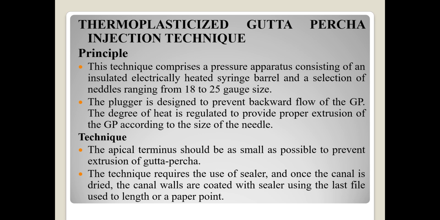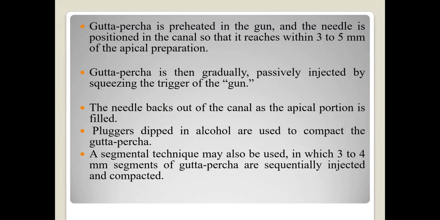The technique requires the use of sealer, and once the canal is dried, the canal walls are coated with sealer using the last file used to length or a paper point. Gutta-percha is preheated in the gun and the needle is positioned in the canal so that it reaches within 3 to 5 mm of the apical preparation. Gutta-percha is then gradually and passively injected by squeezing the trigger of the gun. The needle backs out of the canal as the apical portion is filled.